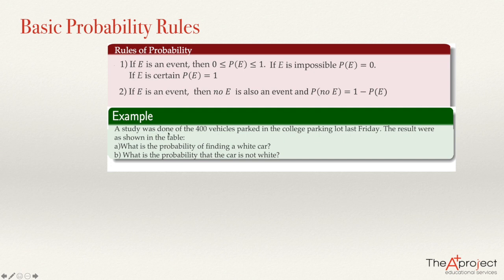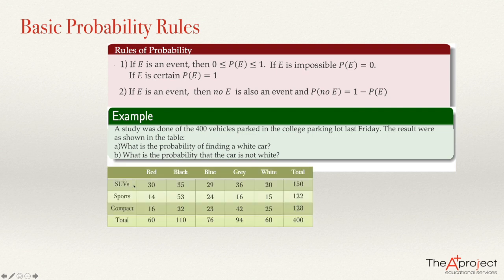a study was done of the 1,400 vehicles parked on the college parking lot last Friday. The results were as shown in the table. And I have two questions. What is the probability of finding a white car? And what is the probability that the car is not white?